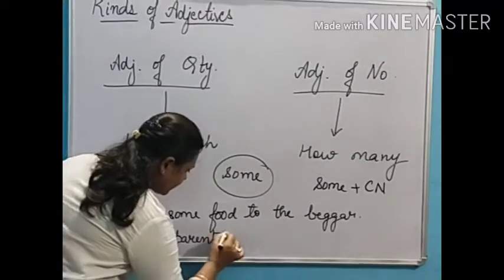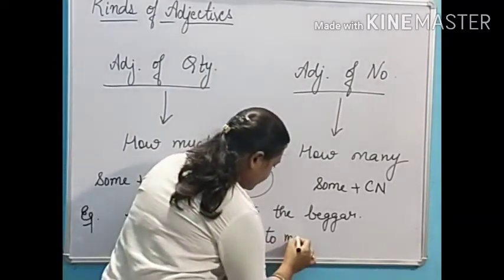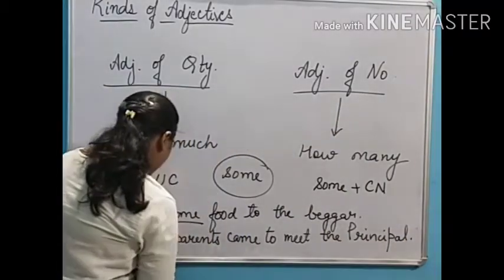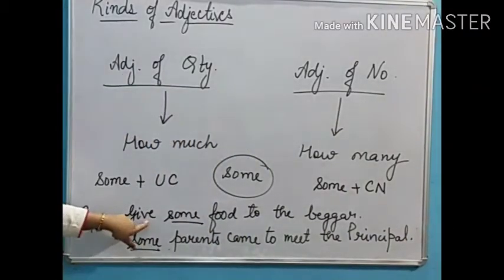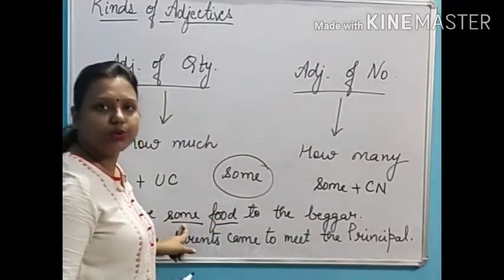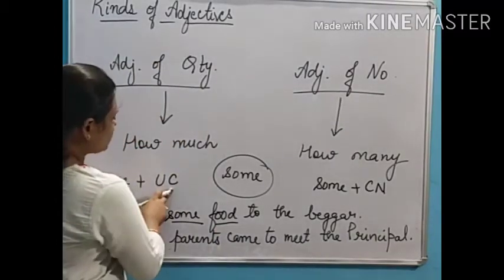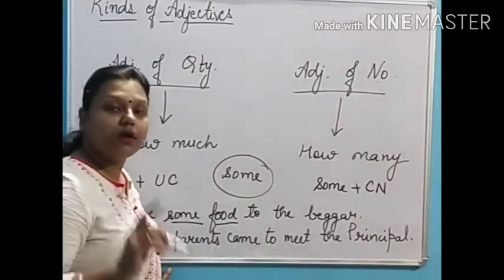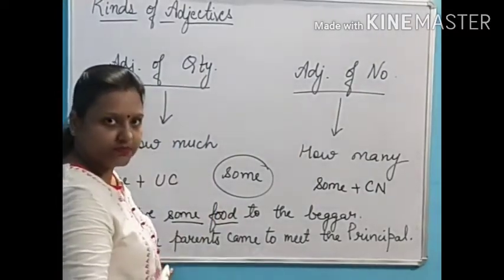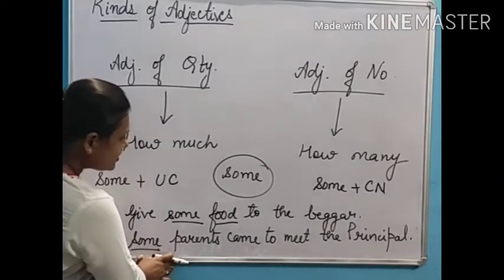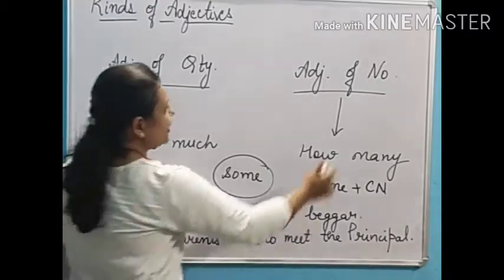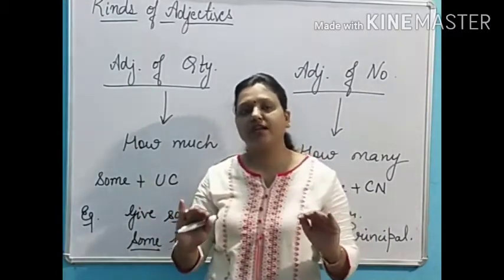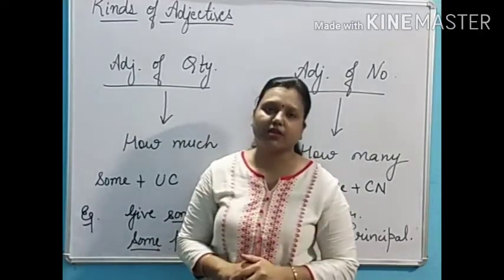Some parents came to meet the principal. Now you can see some has been used in both the sentences. But in the very first sentence, after some, the noun is uncountable. You cannot count food. So when the adjective is used with an uncountable noun, it comes under the category of adjective of quantity. It is answering the question, how much food? In the second sentence, we have some parents. It is answering the question, how many parents? Hence it is falling under the category of adjective of number. So this is one of the areas in which students often get confused. This is how you can differentiate whether the adjective is adjective of quantity or adjective of number.